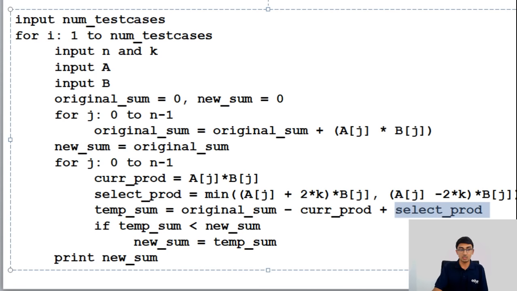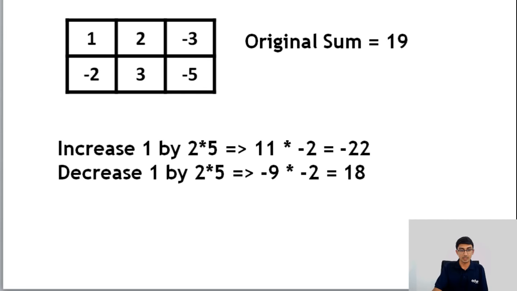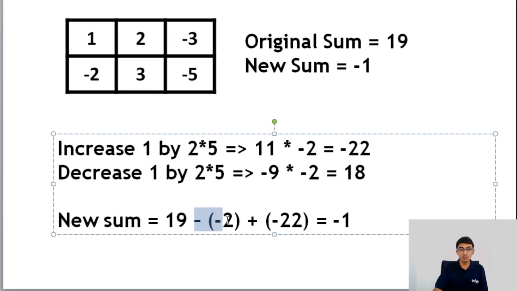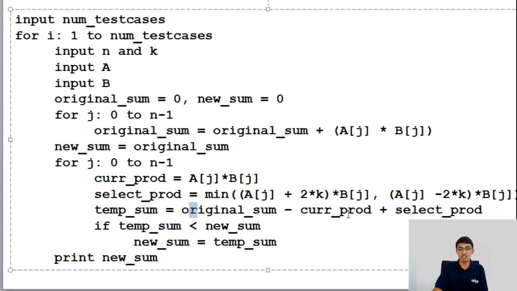That is, we will remove the current product and add the selected product. Again, going back to the example, we would remove the current product and add the selected product. So that's exactly what we're going to do here. From the original sum, we remove the current product and add the selected product. If this temp sum is less than our current new sum, which currently holds the original sum, then we update new sum with temp sum.